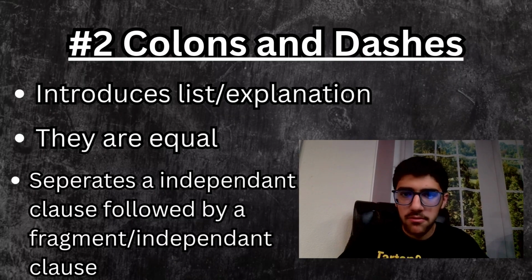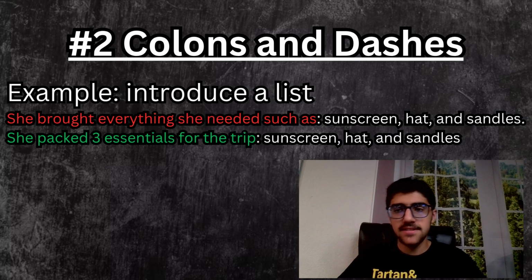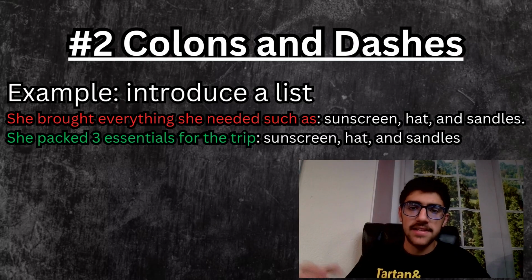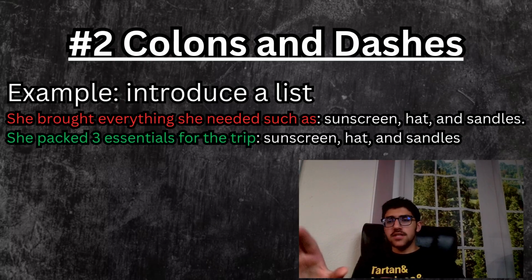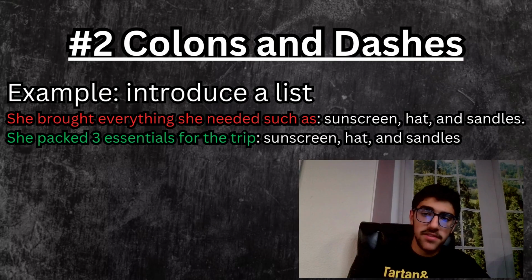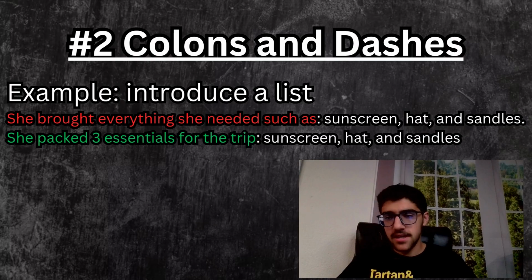An incorrect example would be: she brought everything she needed for the trip, such as, em dash or colon, sunscreen, a hat, and sandals. Here, if you just ignore the part after the colon or dash, you see: she brought everything she needed for the trip, such as. Right here, logically, it's not a complete sentence.